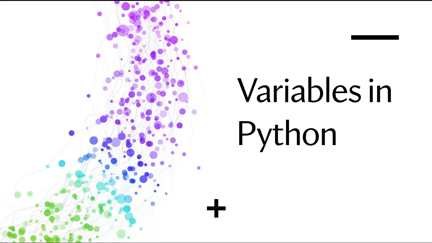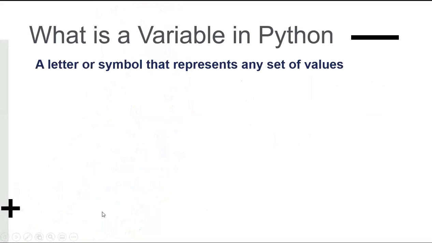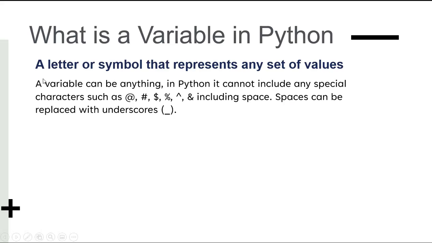Variables in Python. What is a variable in Python? A variable is a letter or symbol that represents any set of values. A variable can be anything in Python.